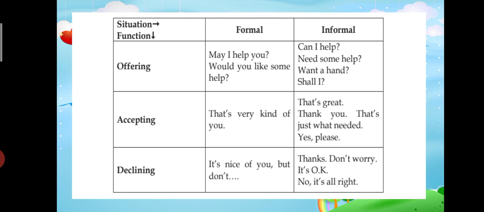Accepting is: that's very kind of you. That's great. Thank you. That's just what I needed. Yes, please. Declining, if you don't want their help at the moment: it's nice of you, but I don't. Thanks, don't worry, it's okay, no, it's all right.